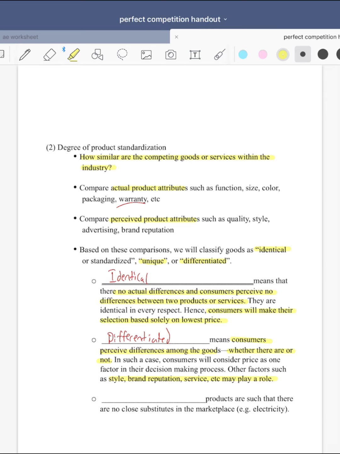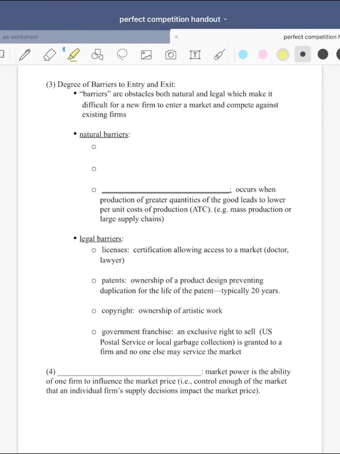An example that I like to use for differentiated goods is Pepsi versus Coke. Even though I might think that they taste the same, someone else might believe that Pepsi is better than Coca-Cola. Or when you're looking at computers or sandwiches at restaurants, those products can be differentiated. Once again, when we are dealing with differentiated products, factors other than just the price are going to play into a consumer's decision to buy that good or service.